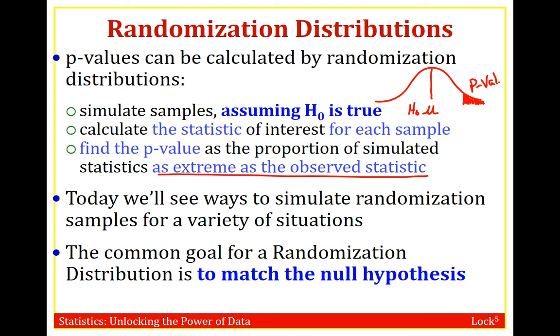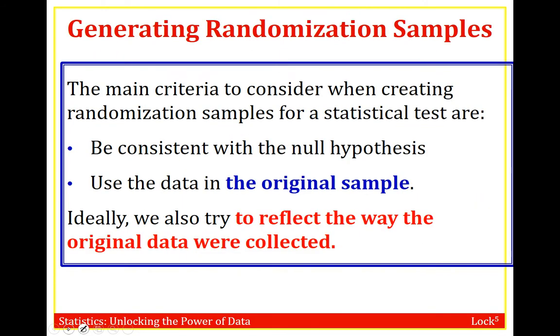It says today we'll see ways to simulate these randomized samples for a variety of situations, and the common goal for this distribution is to match the null hypothesis. It says the main criteria to consider when creating randomized samples for a statistical test are: 1, be consistent with the null hypothesis, and 2, use the data in the original sample. So we have to replace and resample. Replace and resample. Ideally, we also try to reflect the way the original data was collected. Okay, so we don't want to go off the curve basically and start making up brand new stuff here.